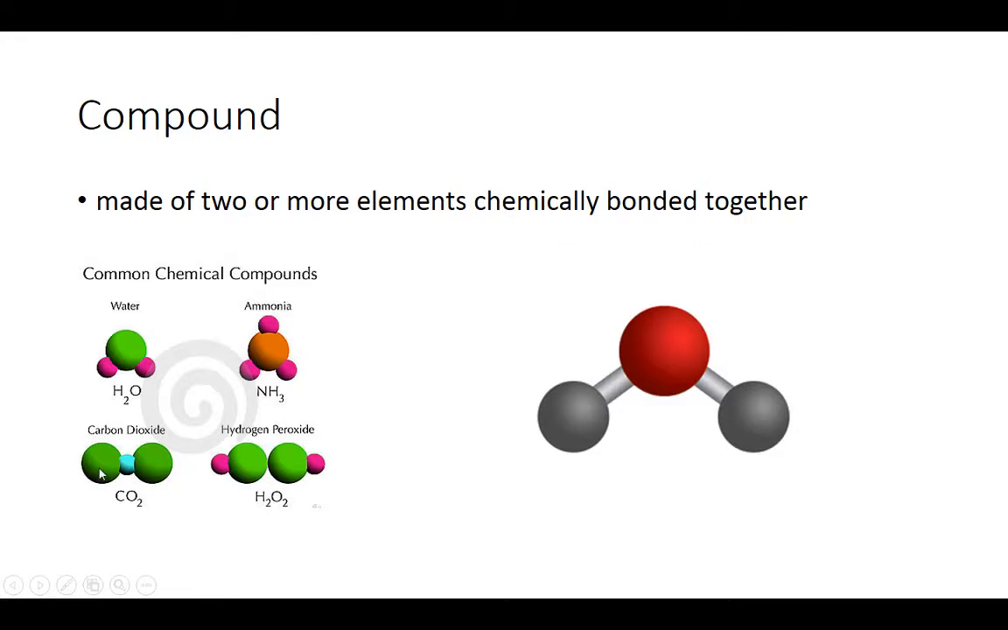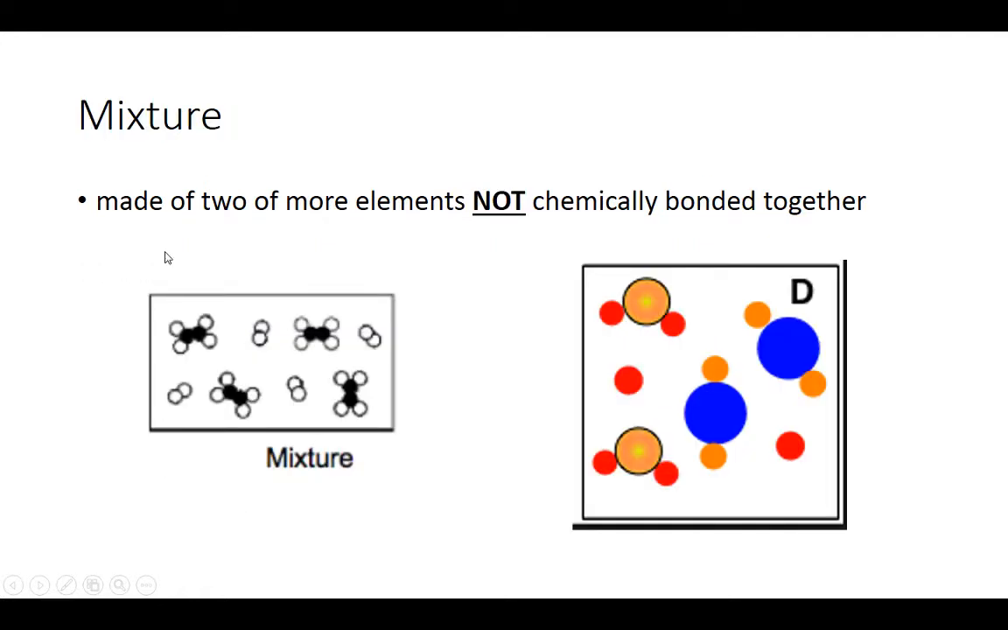Carbon dioxide is another compound. We've got one carbon and two oxygens, and they're all connected together with sticks, which makes them a compound. A mixture is made of two or more elements, or technically compounds, that are not chemically bonded together.